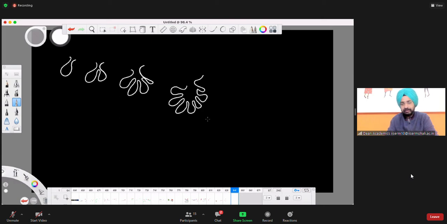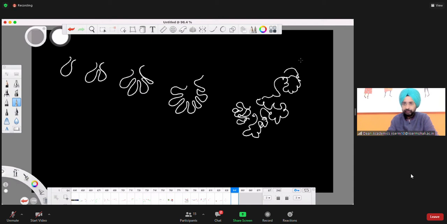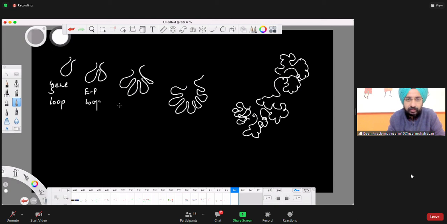TAD. And several of these TADs can come together in a phase separated complex. And this is another complex of several TADs. These are called compartments. Okay, so let me write down everything: gene loop at the very basic level, EP loop, TAD, and these are called compartments.